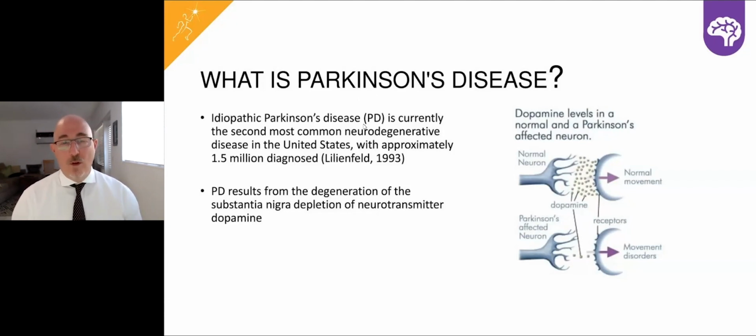Basically what we're looking at in this slide is dopamine deprivation. The substantia nigra is an organ inside the brain that produces the neurotransmitter dopamine. Dopamine needs to be received for many things. First of all, dopamine is a pleasure center. It's a pleasure neurotransmitter.